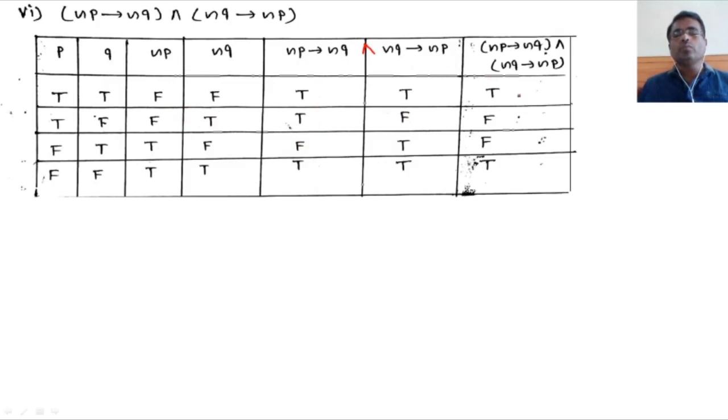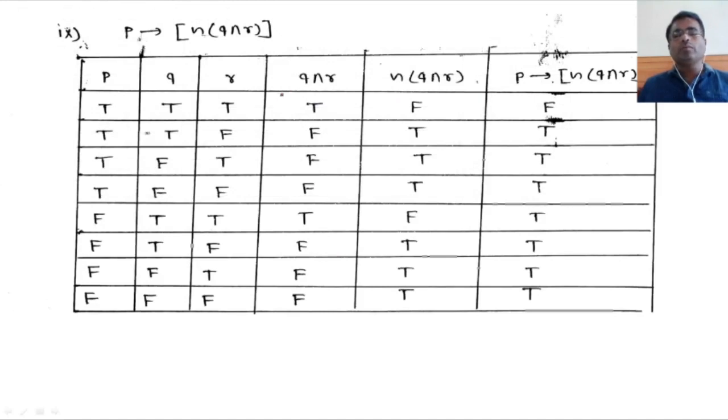So therefore you will observe that for true true the resultant is true, for true false it is false, for false true it is false, but again for true true it is true. You have this type of value. So again here we will observe that this statement pattern is neither a tautology nor a contradiction, therefore it is a contingent statement. Similarly you have this other table.